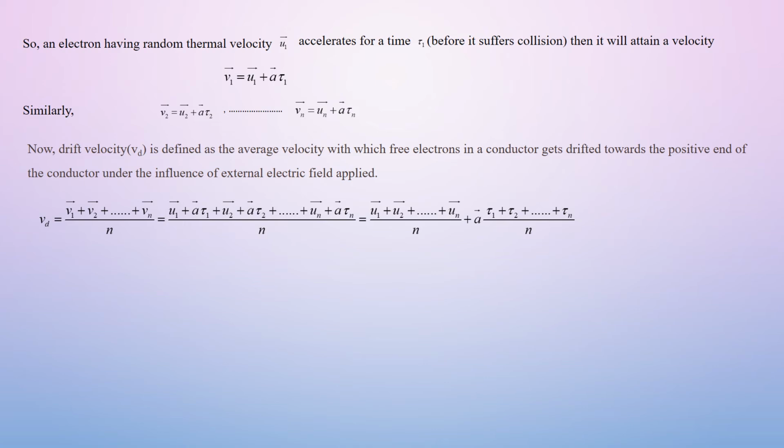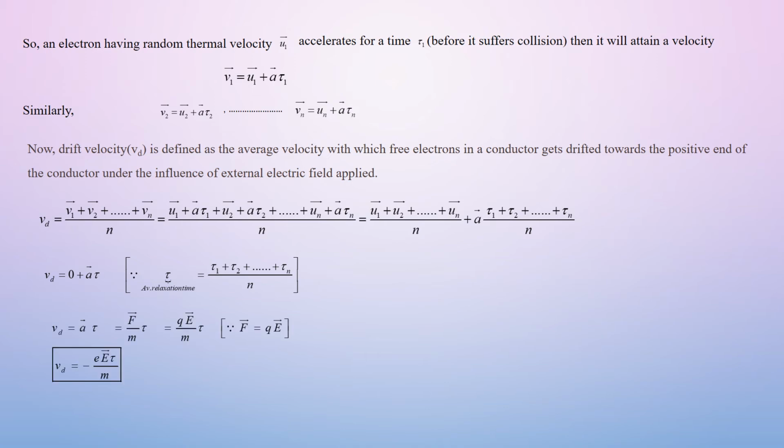Now, I hope you remember u1 plus u2 plus u3 up to un divided by n was equal to 0, and tau 1 plus tau 2 plus up to tau n upon n, we are taking this as average relaxation time tau. So what we are getting? Vd is equal to a tau.